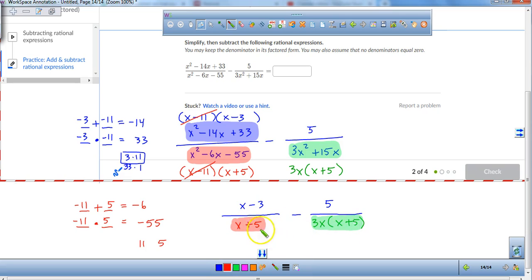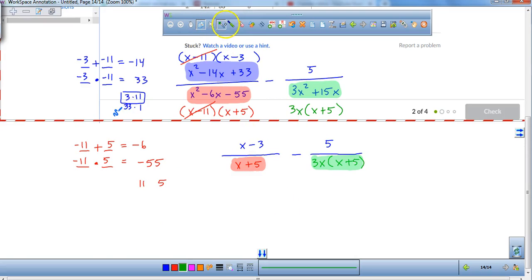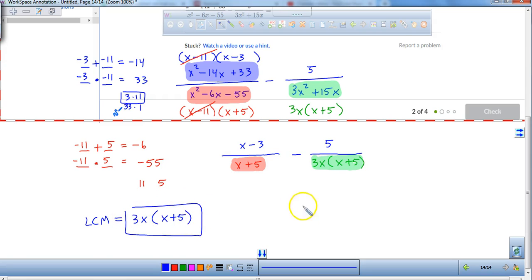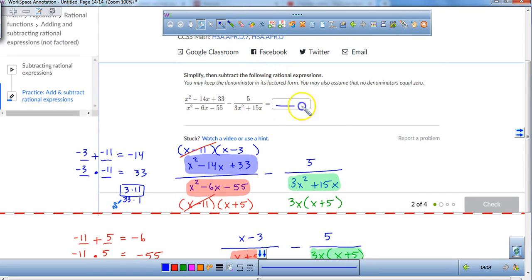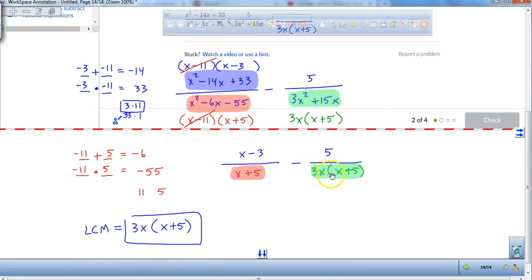So, you see how they share an x plus 5? So they already shared the x plus 5. So really, all I need to do for my least common multiple, I'm going to write it over here, my least common multiple is going to be 3x times x plus 5. This is going to be my common denominator. That's what I'm going to use for my final answer right in here. I'm going to have 3x and an x plus 5 for my common denominator. All right, so this has both of them.